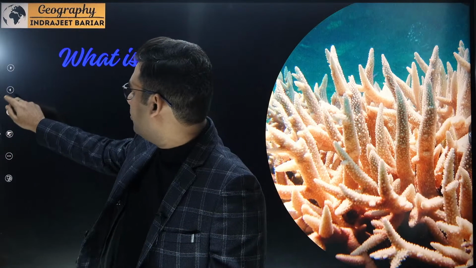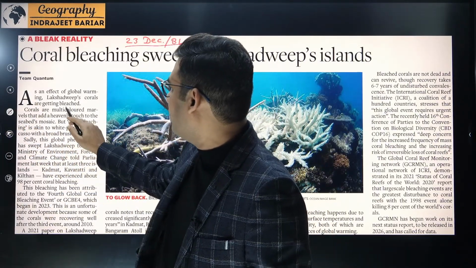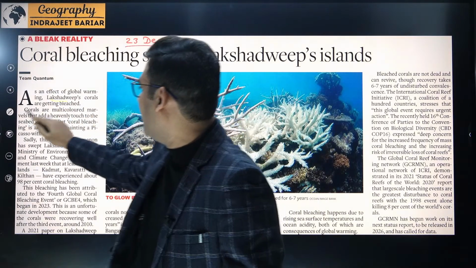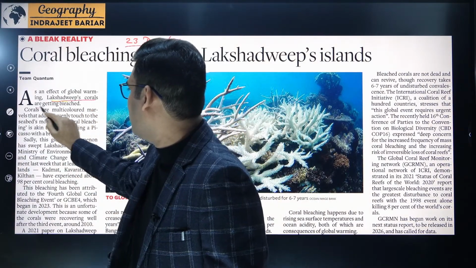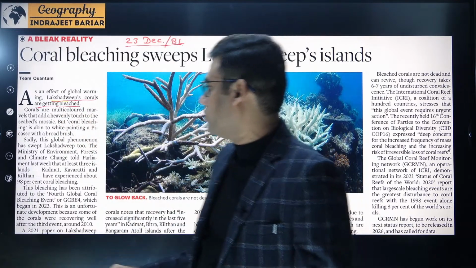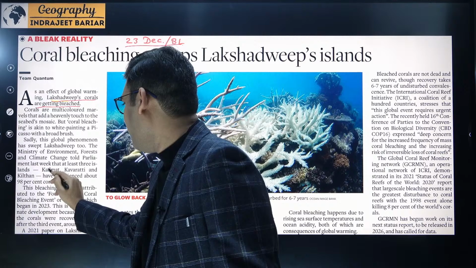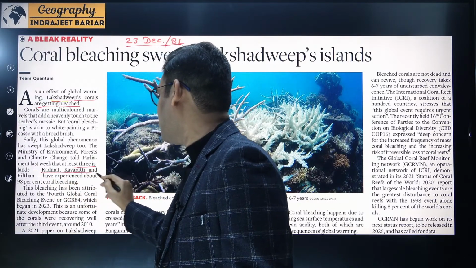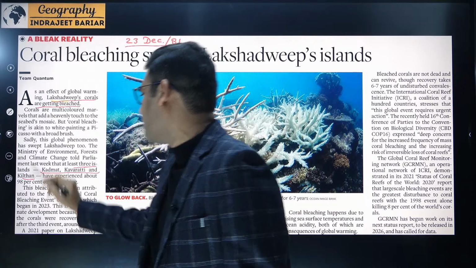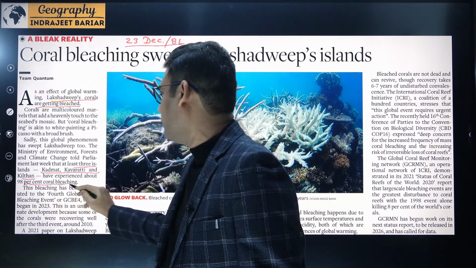Now going back to the news. What was the news telling us? That Lakshadweep's corals are getting bleached. In this case, three important islands have been identified, which are Kadmat, Kavaratti and Kiltan islands. These have experienced around 98% of the coral bleaching.